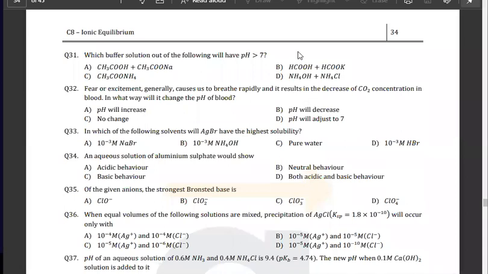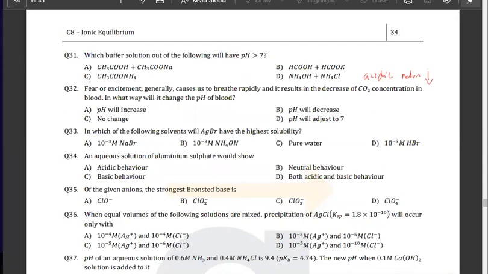If the concentration of CO2 decreases, can I say that the acidic nature will decrease? Yes or no? Because CO2 is an acidic oxide. Just think about it. CO2 is an acidic oxide, so if CO2 decreases, the acidic nature decreases. Yes or no?